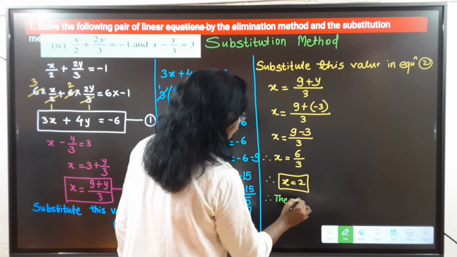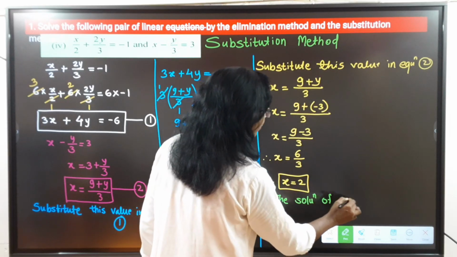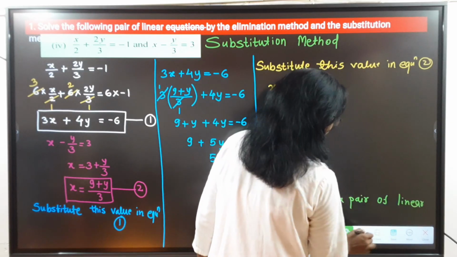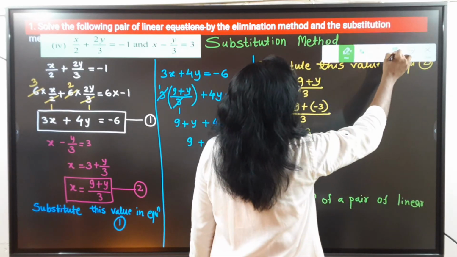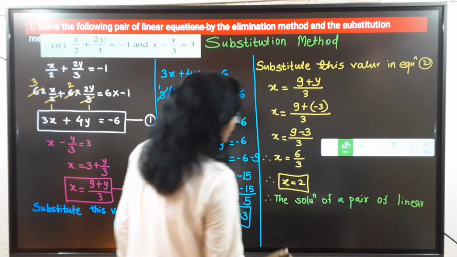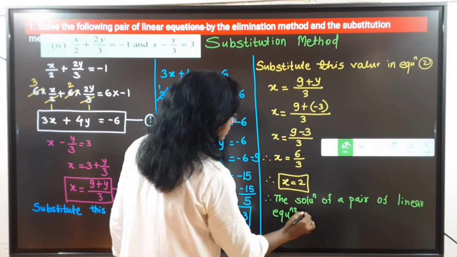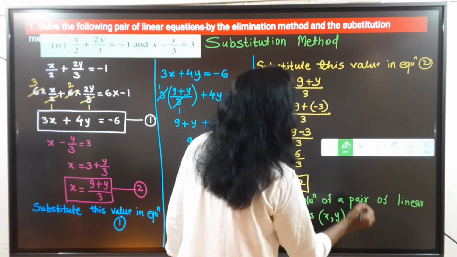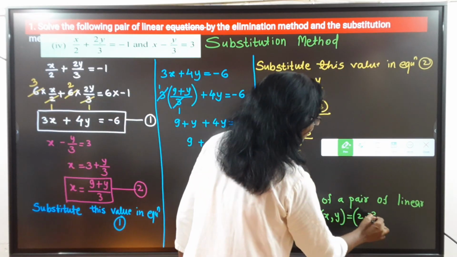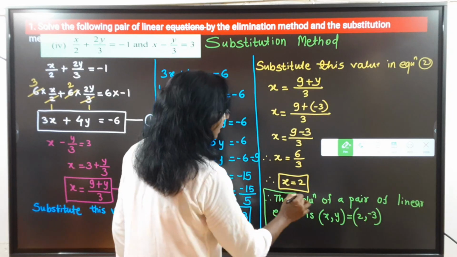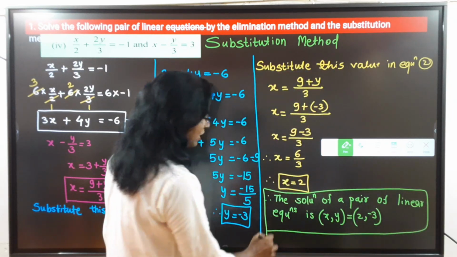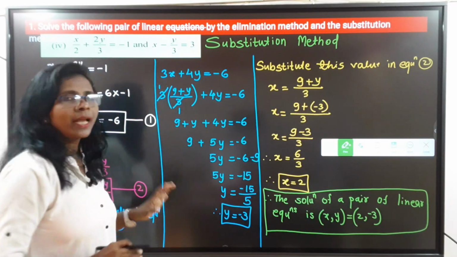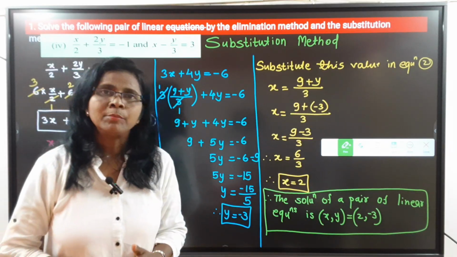Therefore the solution of the pair of linear equations is (x, y) = (2, -3). Okay students, now here by the substitution method and by the elimination method the solutions are equal, and so that's why here we can solve such types of examples with any method.